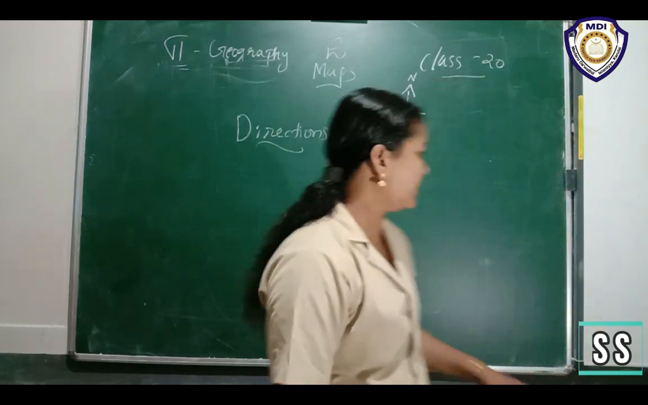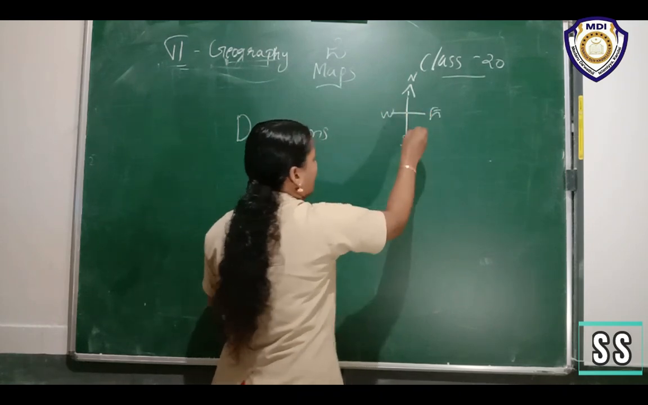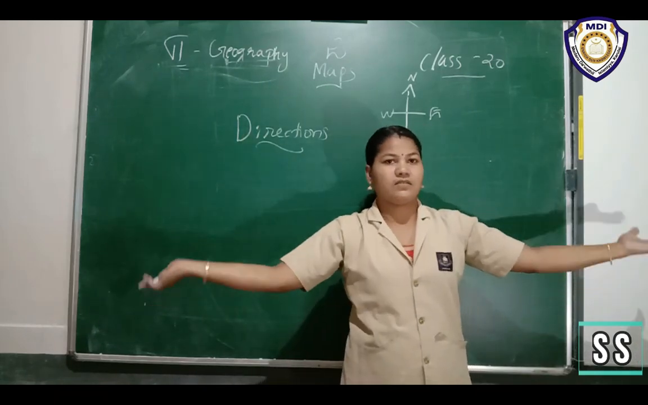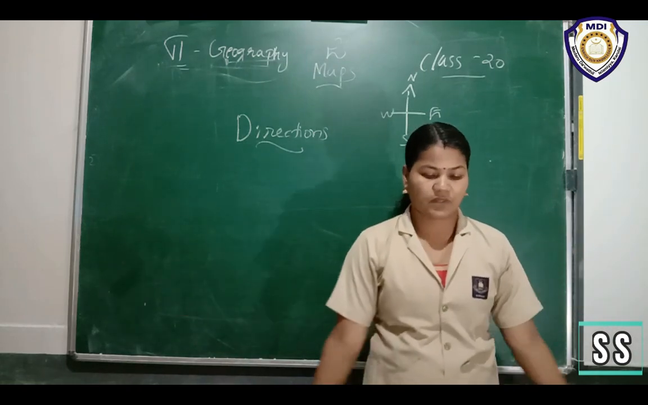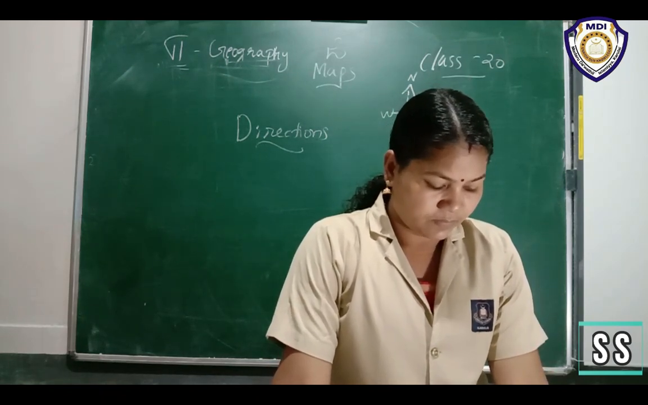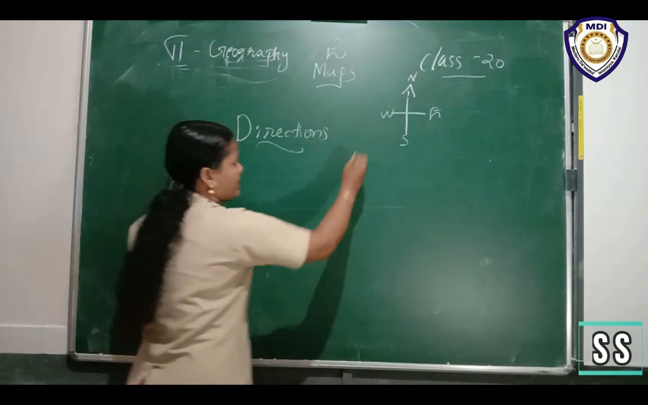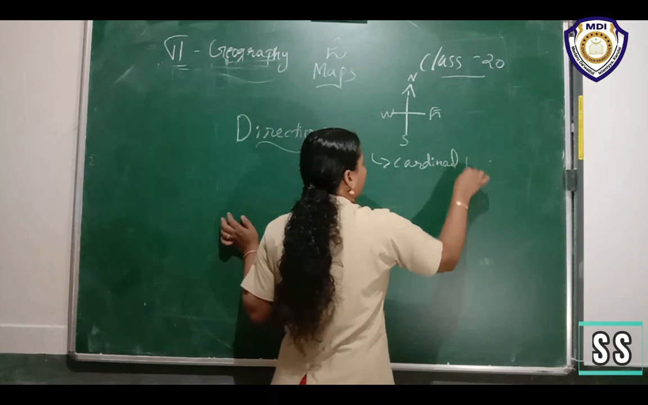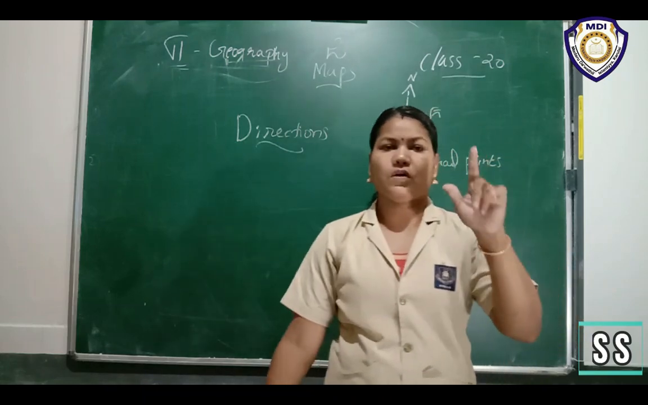Listen, if we know the north direction, we can easily identify here is the east, here is the west, here is the south. North, south, east, west. Is it clear? These 4 directions are called the cardinal points of the compass. What are the 4 directions? North, south, east, west.